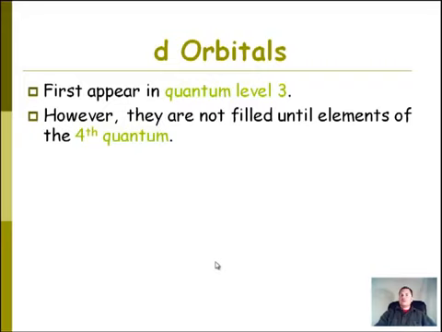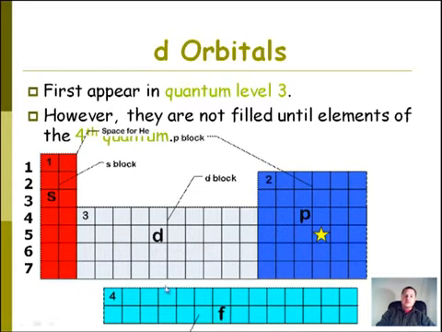The problem is we don't. What we see is that these third level d's actually don't get filled up until the fourth quantum number. Let's take a look at what we mean. So here's our periodic table. Right here we should have some d's because we're in the third quantum level, but there's no elements here. So these blocks here actually don't get filled up until we come down to the fourth quantum level.